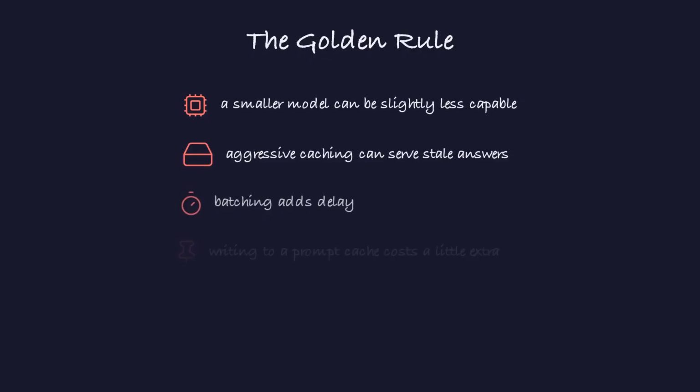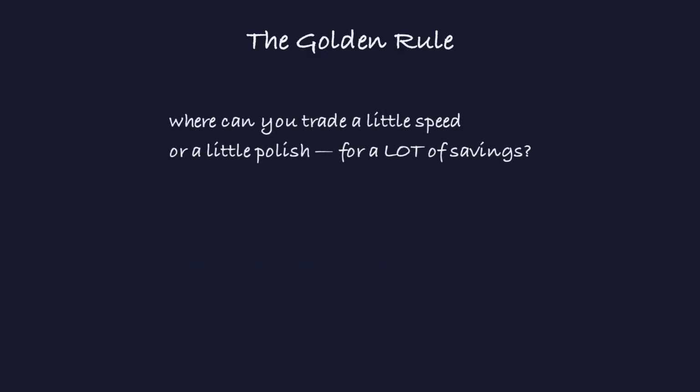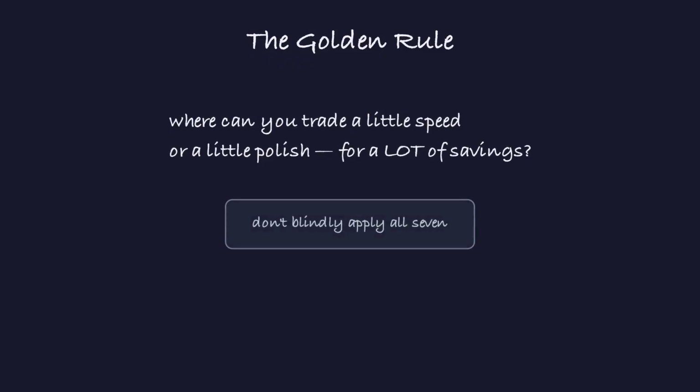And be honest about the trade-offs, because there is no free lunch. A smaller model can be slightly less capable. Aggressive caching can serve stale answers. Batching adds delay. And writing to a prompt cache costs a little more than a normal call. It only pays off if you actually reuse it. So don't blindly apply all 7. Match each tactic to your case. Where can you trade a little speed or a little polish for a lot of savings? Do it with data, not vibes.